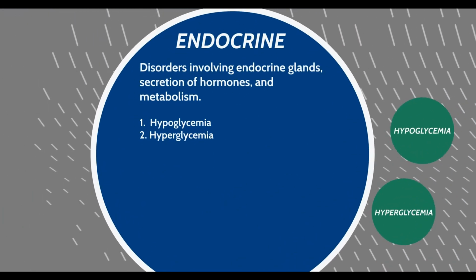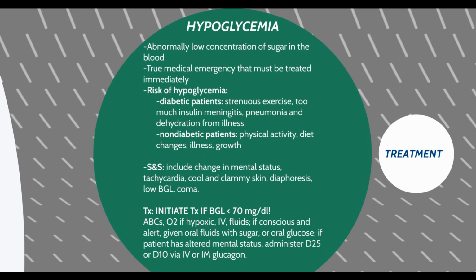Now let's talk about the endocrine emergencies involved with the pediatric population. I want to discuss two primary ones. When we talk about endocrine emergencies, we're talking about disorders that involve endocrine glands, which send messages via the secretion of hormones, and it involves the maintenance of metabolism. Let's start off with hypoglycemia.